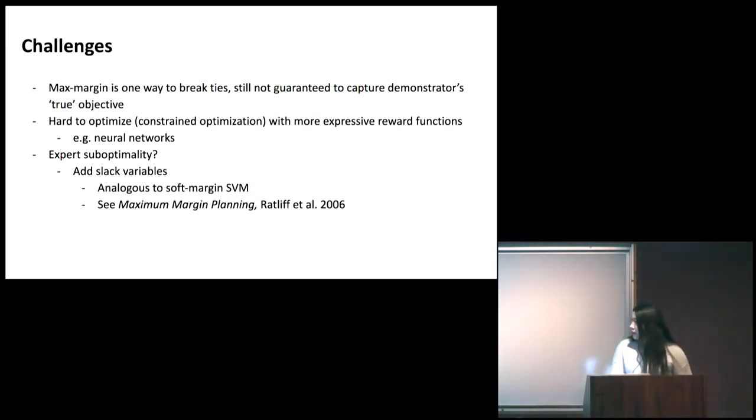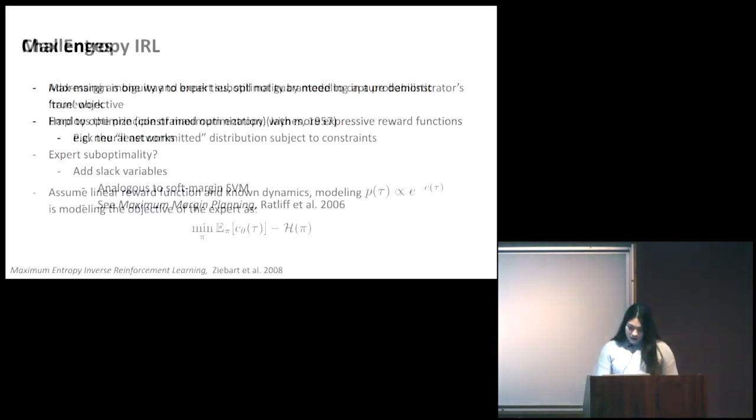One extension of this is to use the same SVM analogy and use a soft margin SVM. So we're allowing some leeway to account for expert suboptimality. If you're interested in looking at that, you can see maximum margin planning, this paper from 2006.